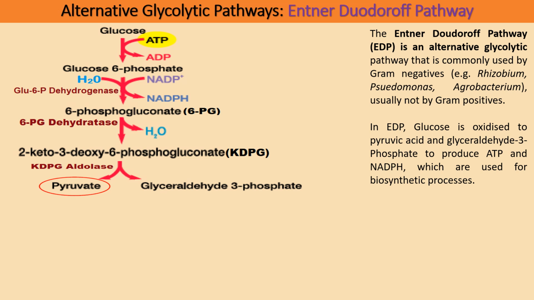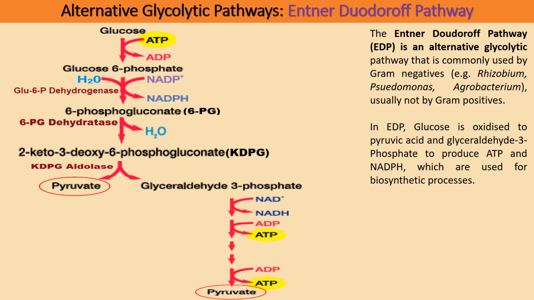The glyceraldehyde phosphate can be converted into pyruvate through the normal glycolytic pathway, and hence, in summary, in this pathway, glucose plus ATP plus NADP produce 2 molecules of pyruvate plus NADPH plus NADH plus 2 ATP molecules.